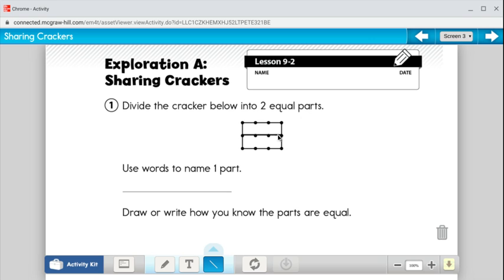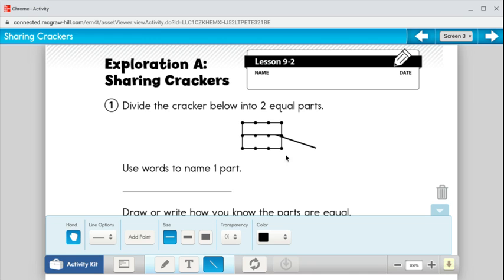Another way we could do it, which they just showed us on the last page, is we could get a little fancy. We can take our line and go from here to here, from here to here, and from here to here, giving us still 1, 2, 3 little squares, 1, 2, 3 little squares.